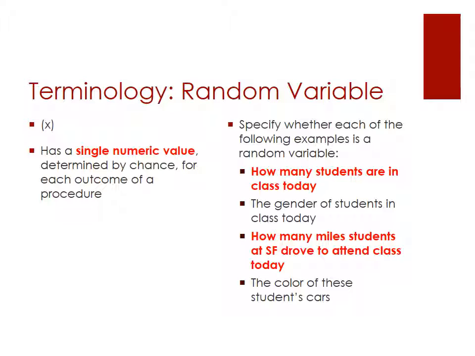So if you remember, earlier in the semester we were looking at the different levels of measurement that we had. When we're looking at gender, that would be a categorical type of measurement, thus not a random variable, does not have a numeric value. How many miles students drove to attend class today would be a random variable, that's a single numeric value, whereas the color of those students' cars would not be a single numeric value.